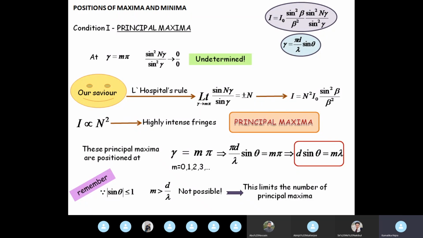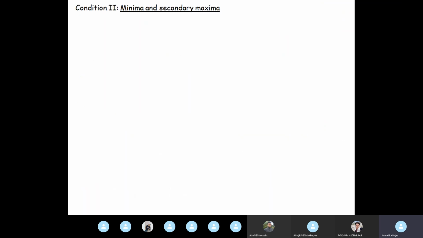Where do we get the principal maxima? At gamma equal to m pi, meaning at all the positions of theta, all the rays that are diffracted at an angle theta, which satisfies the relation d sine theta equal to m lambda, m being any integer. Okay, so all these positions are those where the principal maxima are present. All right. Next, minima and secondary maxima.